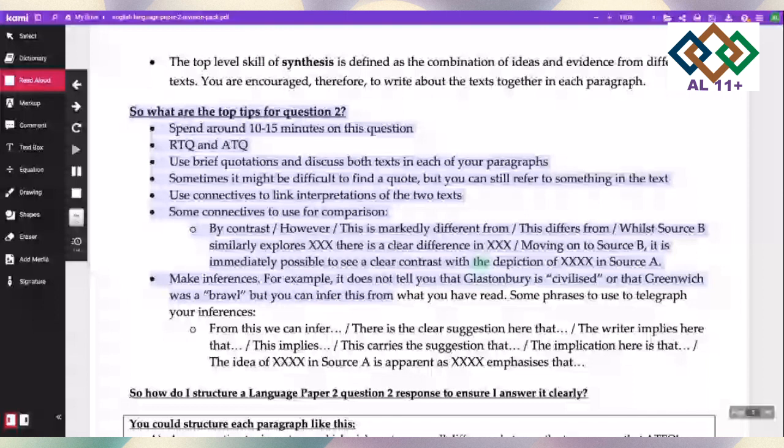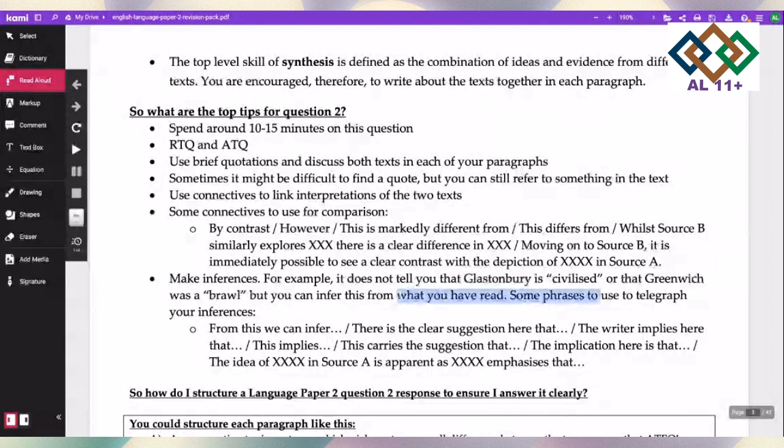source A. Make inferences. For example, it does not tell you that Glastonbury is civilized or that Greenwich was a brawl, but you can infer this from what you have read.